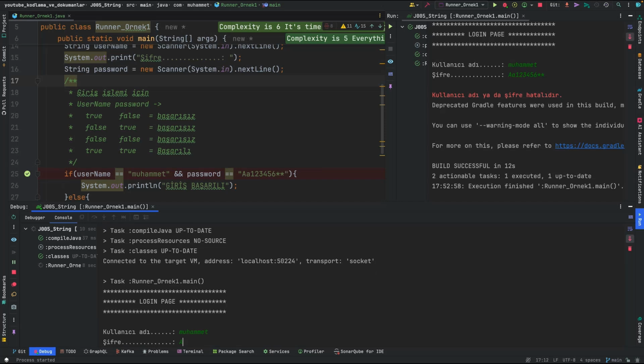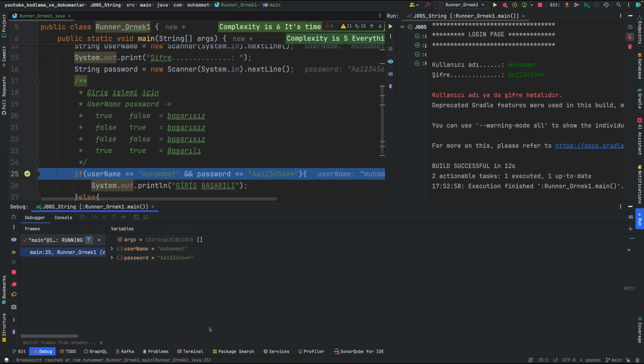Muhammed. Look, friends, I'm telling you exactly as it is. Muhammed, password with a capital letter, Iaxca12456, that's how you write it. So, the username too, it's correct. The username is correct. The password is also correct. Okay, then.